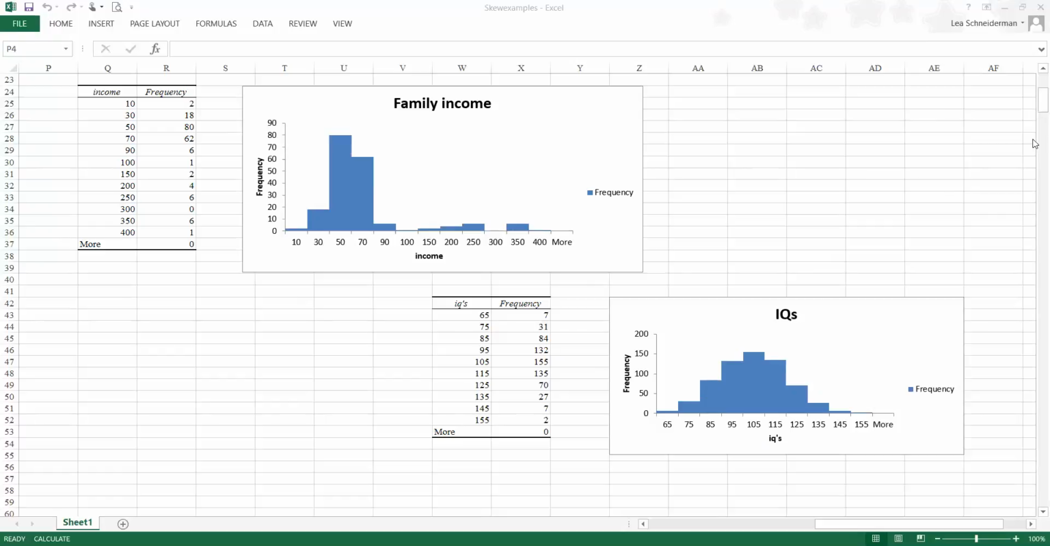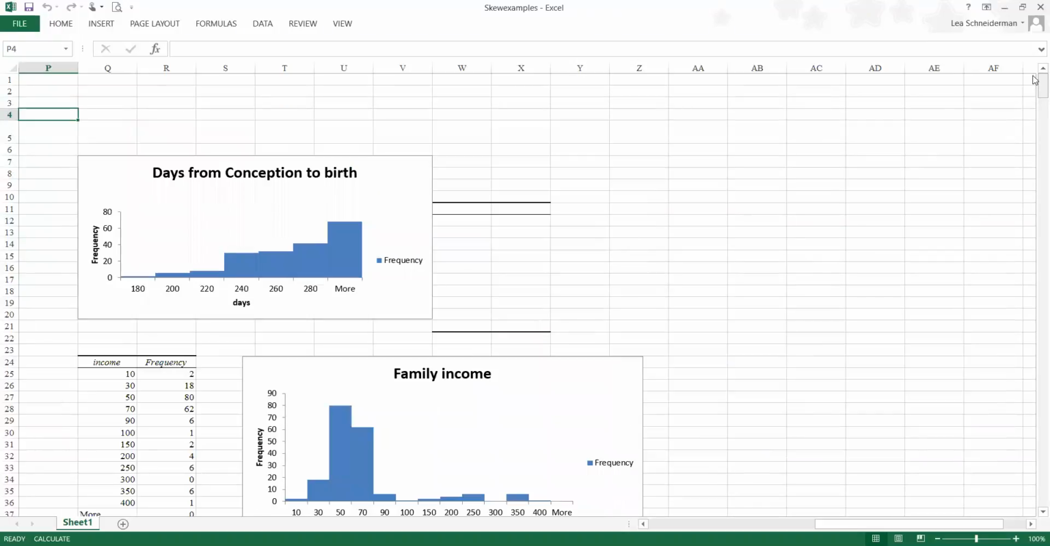We're going to look at one that's skewed left for the next one. For this example, the days from conception to birth are negatively skewed. An example is shown here, and the height of each bar represents the number of women whose time from conception to birth fell in the given bin range. For example, 2 women gave birth fewer than 180 days after conception.